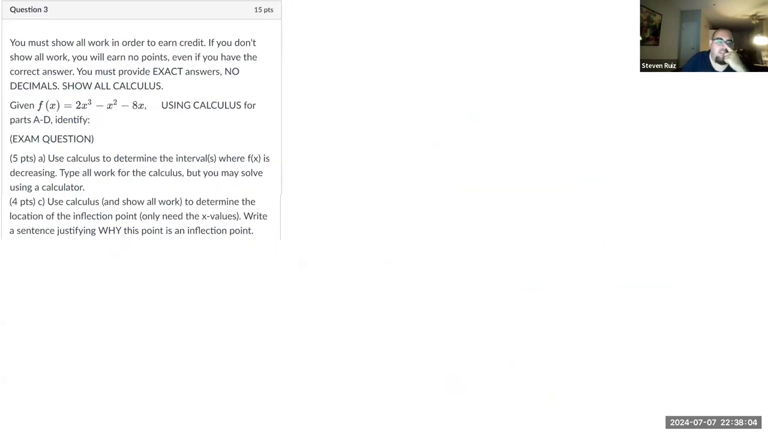Right, that's part B. And finally, part C. Use calculus to determine the location of the inflection points. Only need the x values. Okay, so what is an inflection point? An inflection point on a function is where the concavity changes, either from up to down or vice versa. So where might that happen? That might happen where the second derivative fails to exist or where it equals 0. So those are our candidates.